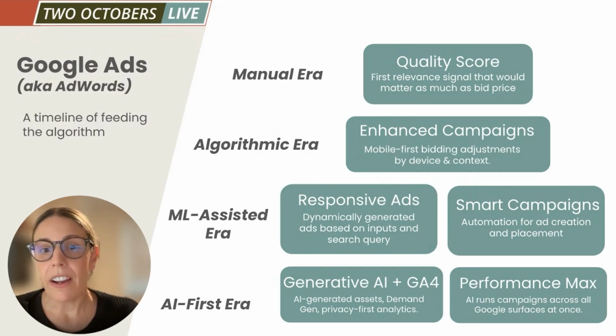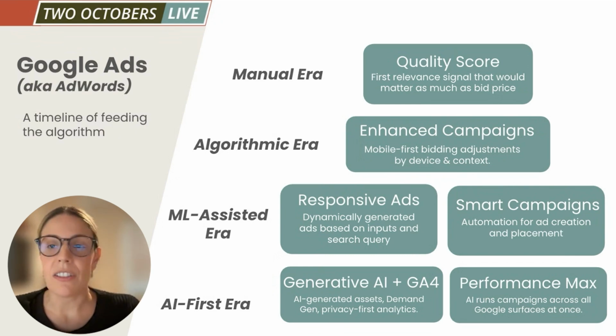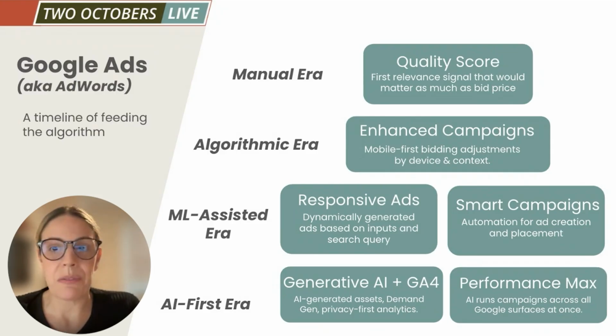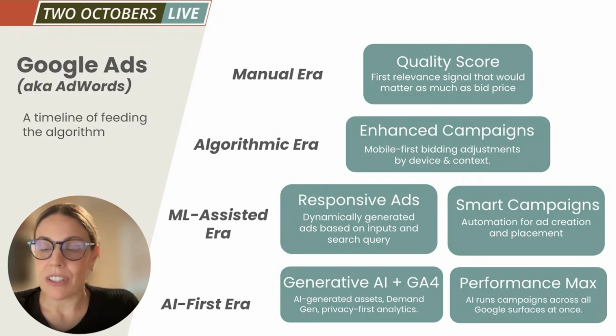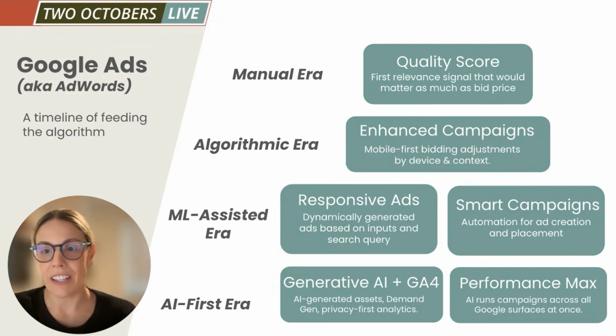And then from there, the machine learning assisted era brought us to a point where we needed to feed more information into the system for more automated and dynamic solutions. So responsive ads, smart campaigns that could point us in the right direction without having to make those choices for ourselves. And now we're at this place where data is used for really everything to create optimizations for how our campaigns perform. It's all data backed and it's primed for generative AI.